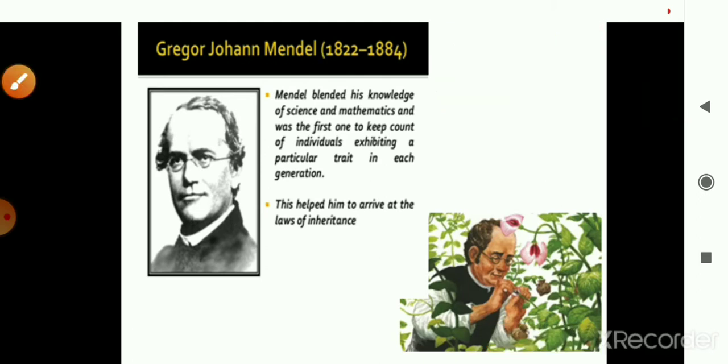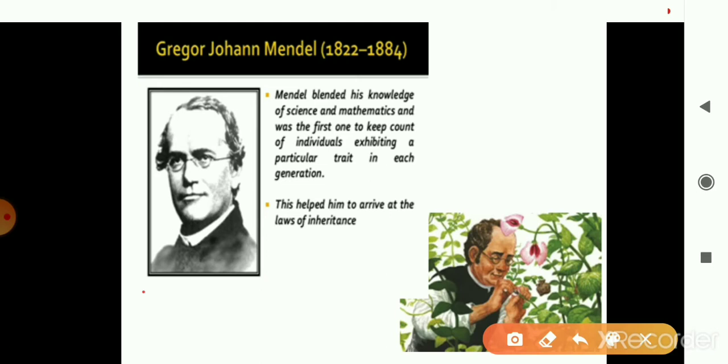So Mendel was born in a farmer's family, and his initial education he had in a monastery. A monastery is a place where monks live. For his higher studies he went to the University of Vienna, and while studying there he actually failed an examination to get the certificate for teaching science and maths. He was a student of science and math also, right?